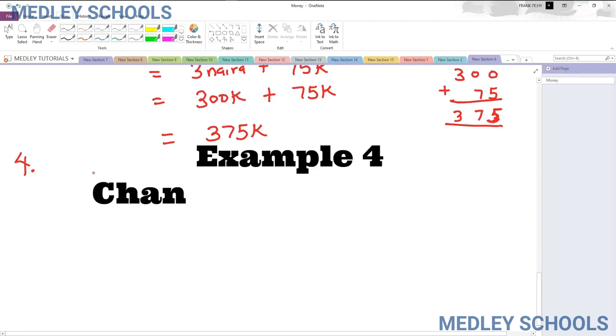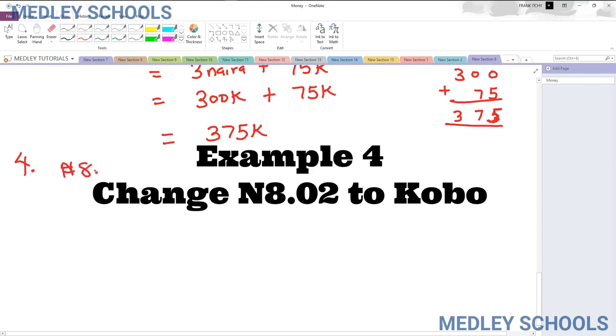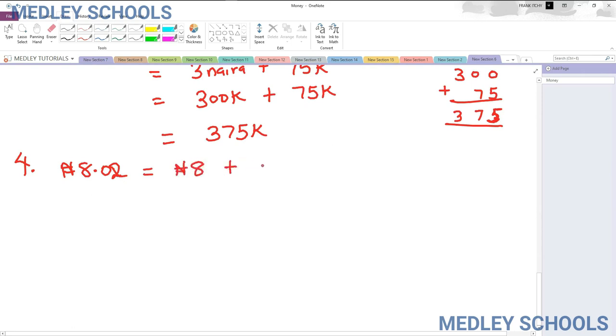So let's go to example 4. Example 4 says to change 8 naira 2 kobo to kobo. Now this means from what we did above, we are going to split it. So we have 8 naira plus 2 kobo. This 02 is ordinary 2. Remember that 1 naira is equal to 100 kobo. Therefore 8 naira is equal to 800 kobo plus 2 kobo.